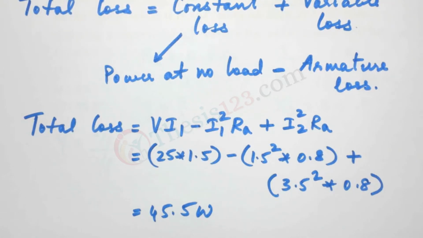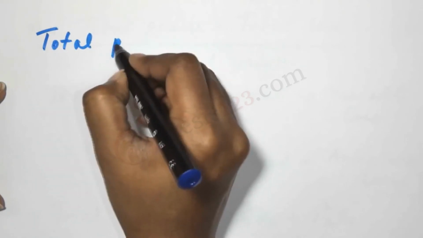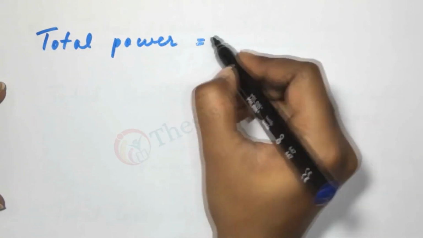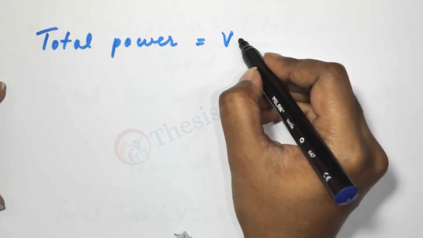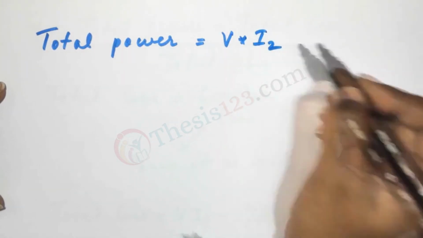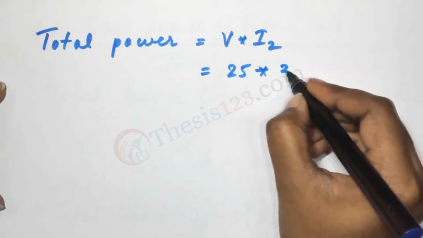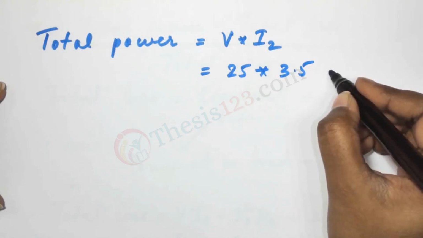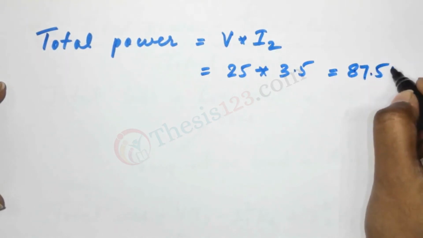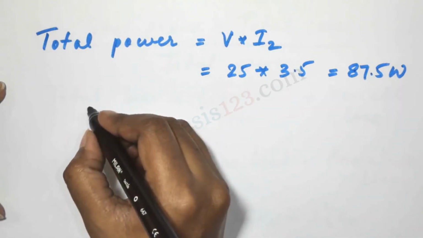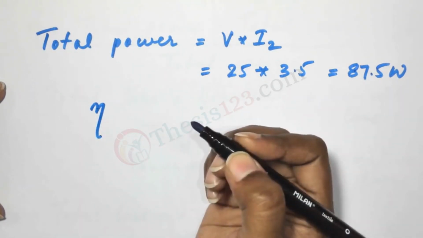Now let's calculate what the total power is. Let me just grab another sheet of paper. Okay, so now let's calculate the total power. The total power can be given by the expression of the supply voltage V times the current I2. So that would be 25 into 3.5, and that gives us a value of 87.5 watts.